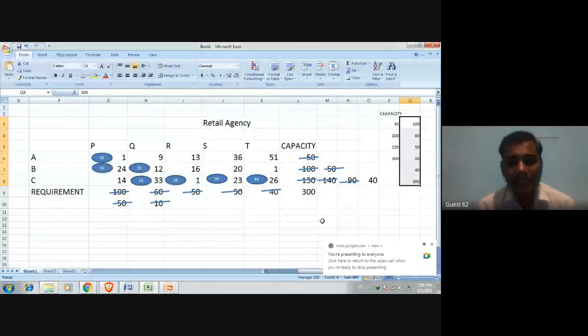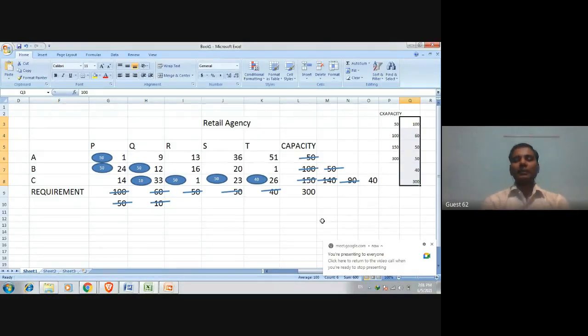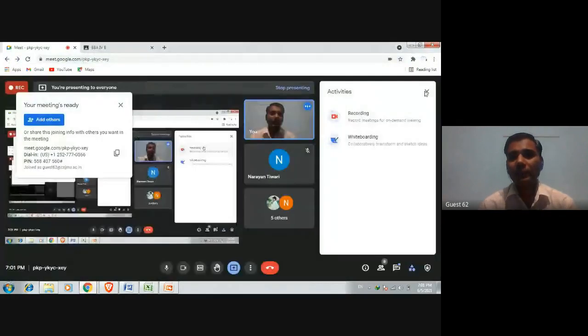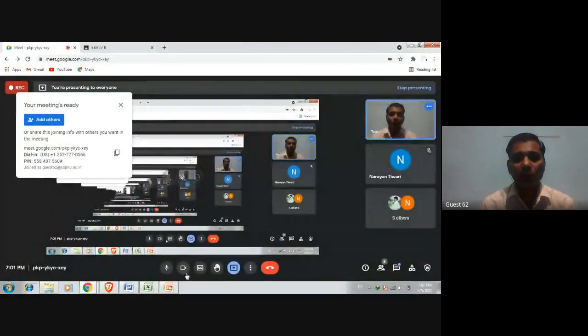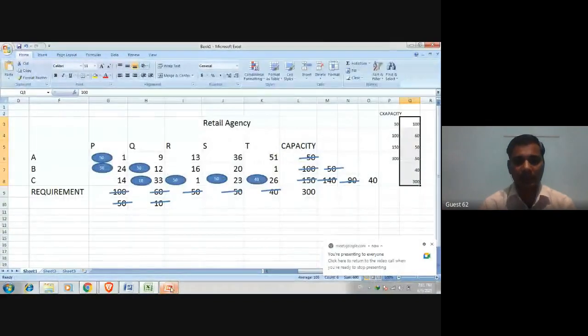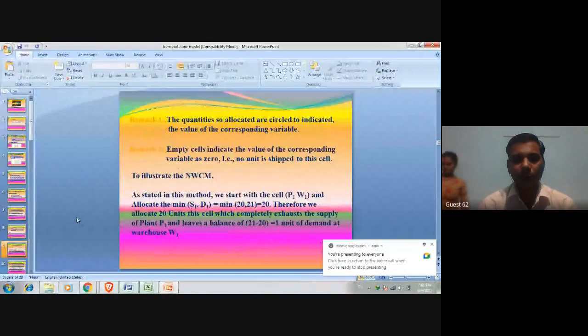Okay. So we are looking here that the requirement and capacity are equal. So when the capacity and requirement are equal, or we can say that the supply and demand are equal, then our transportation problem is a balanced transportation problem. Okay. Now, after getting these allocations, we will find the basic feasible solution. Let us see the steps that I told you.